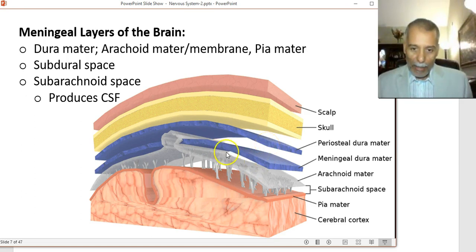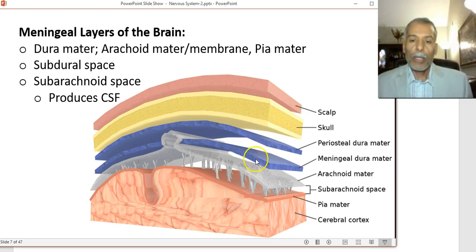Then beneath the second layer, beneath the dura mater, there's a space here. And that's called the subdural space. You hear about subdural hematoma. It takes place here. So basically blood pools here, or injury causes blood to pool around here, and that pushes down on the brain, and that causes problems.